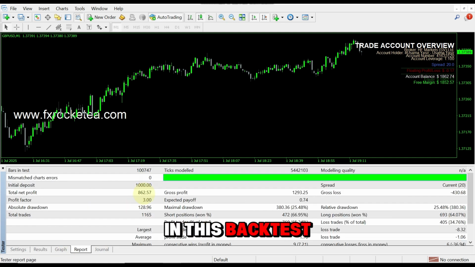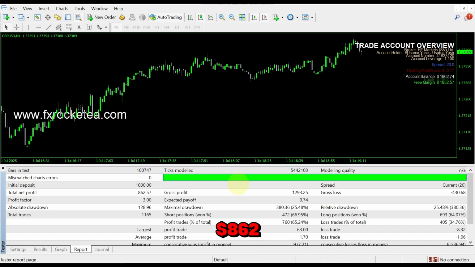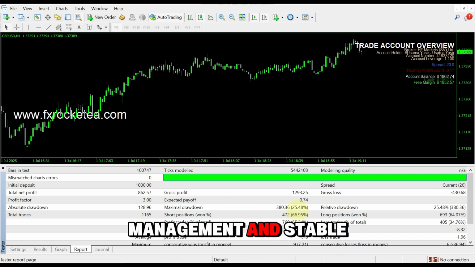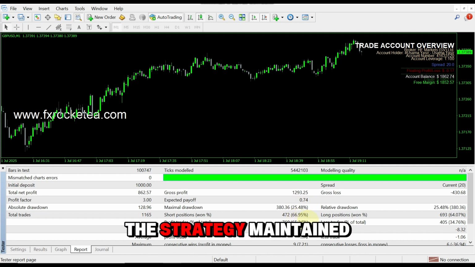In this backtest, the EA delivered impressive performance with a total net profit of $862. The maximum drawdown stayed controlled at just 25%, showing strong risk management and stable performance. With a solid 65% win rate, the strategy maintained high accuracy across trades.